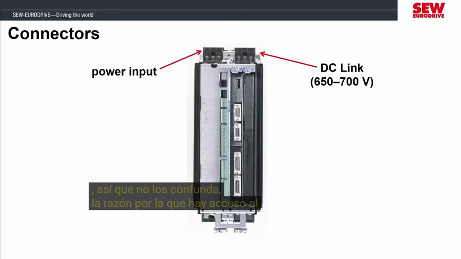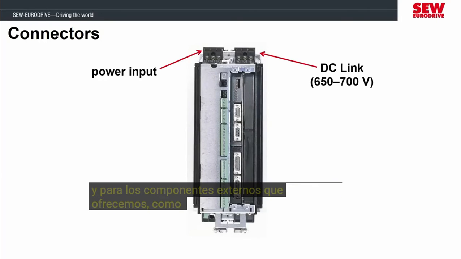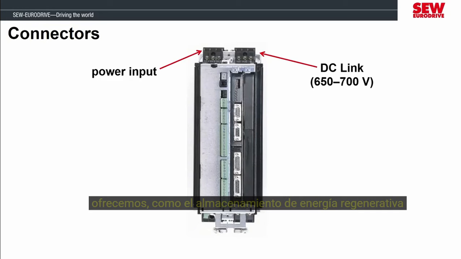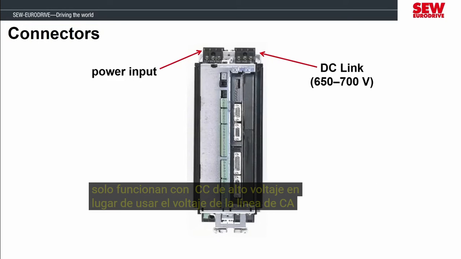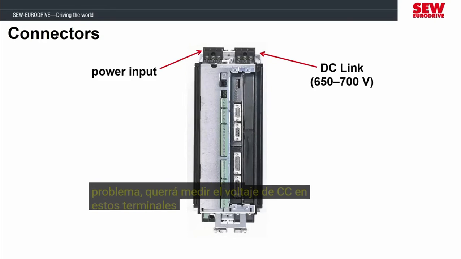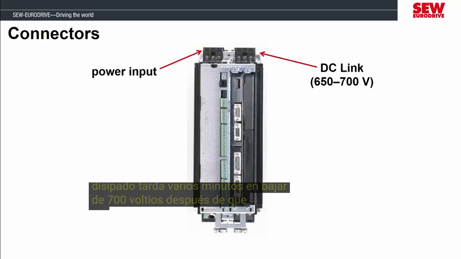The reason there is access to the DC link is for troubleshooting and for external components that we offer, such as regenerative energy storage, and some of our motor brake controllers are only powered by high voltage DC instead of using the AC line voltage. Before doing any troubleshooting, you would want to measure the DC voltage at these terminals and make sure all the voltage from the capacitors has dissipated. It takes several minutes to come down from 700 volts after the power is switched off.